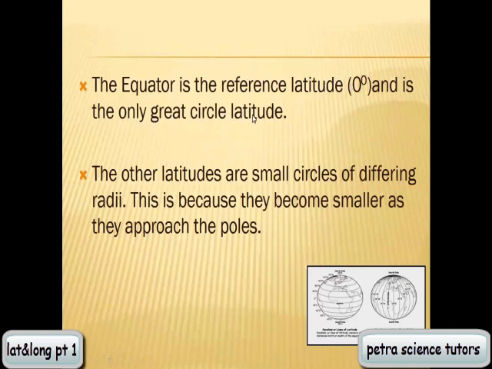So we have that the equator is the reference latitude, 0 degrees. That is the middle latitude, and is the only great circle latitude. We'll talk about what we mean by great circle latitude later on. Then the other latitudes are small circles of differing radii, because they become smaller as they approach the poles.